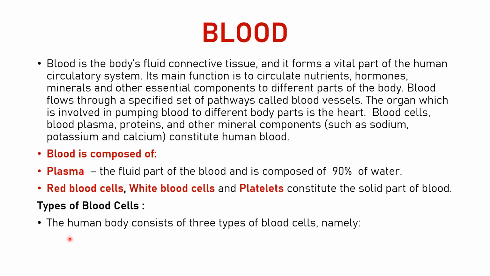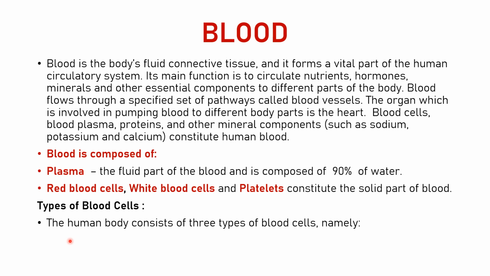Let's know more about blood. Blood, as we all know, is a fluid connective tissue. It forms a vital part of the human circulatory system. Vital means an important part of the human circulatory system. Blood circulates nutrients, hormones, minerals, and other essential components to different parts of the body. Now blood flows through a specific set of pathways called blood vessels, right?